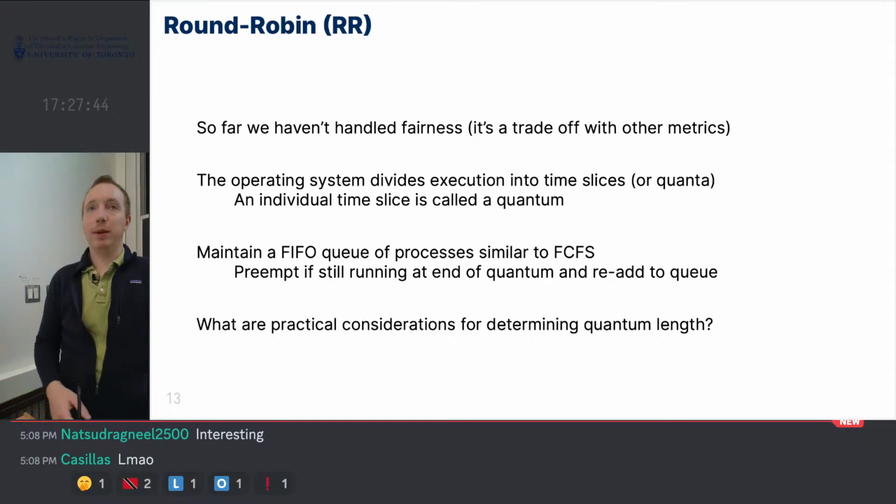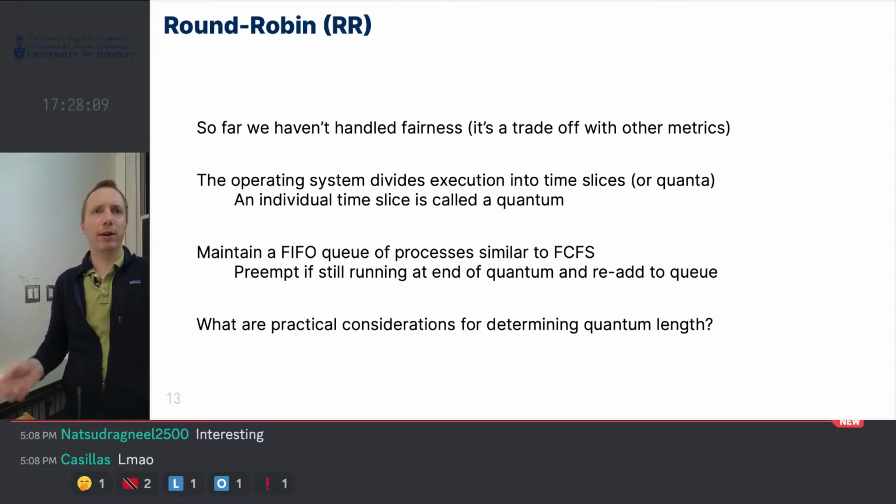So with this, we maintain a FIFO queue of processes similar to first come, first serve, and we just give each process a time slice, and if it's not done yet, we preempt it at the end of its time slice and add it to the back of the queue. And then we just keep on going over and over again. So what are some practical considerations for determining the time slice or quantum length?